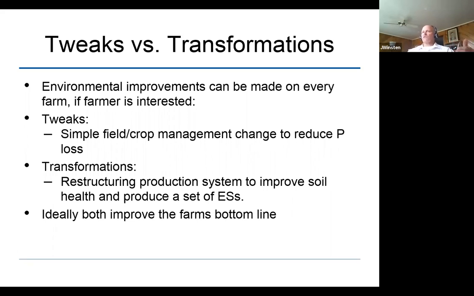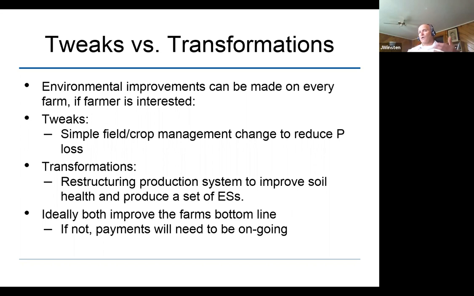Ideally, both tweaks and transformations would improve the farm's bottom line, but probably are going to have some costs to the farm. And so, if they have costs, then the payments might need to be ongoing, ad infinitum, or the change is going to go away. If it improves the farm's bottom line, then maybe the payments don't need to go on forever.